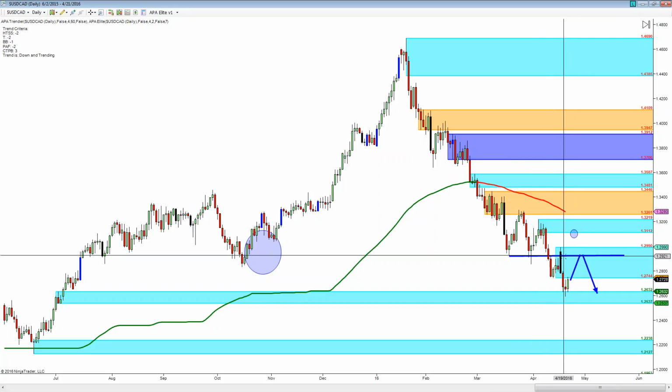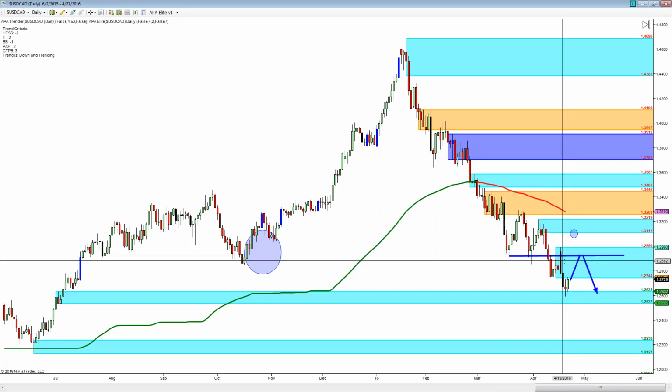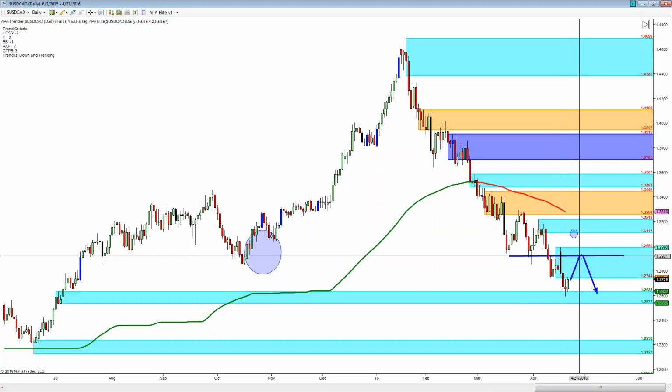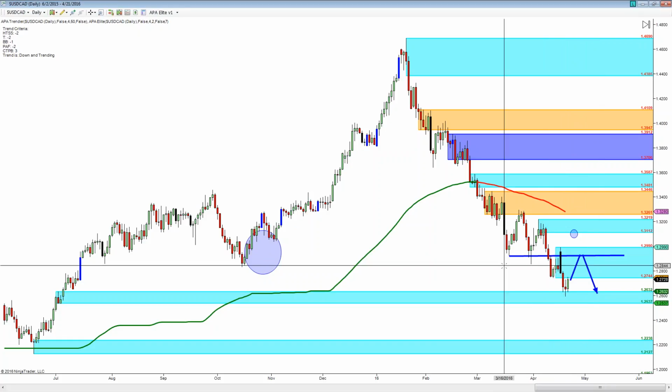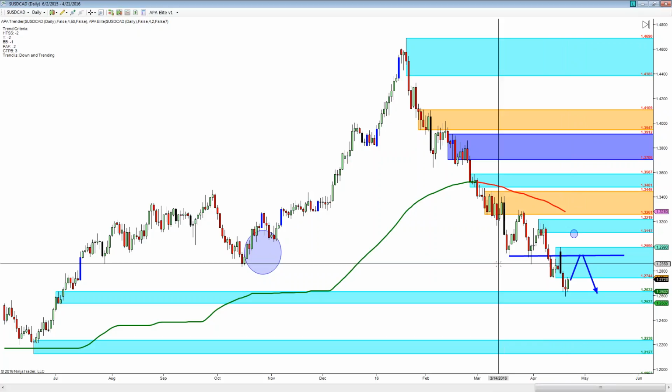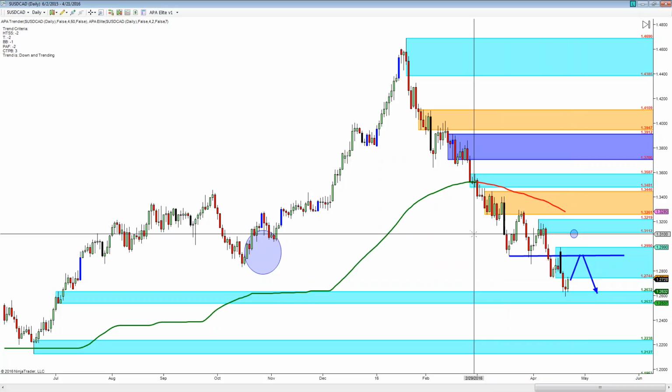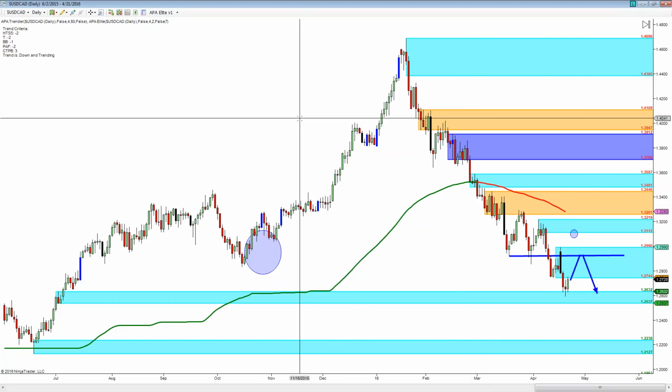Now we made a fresh supply zone, fresh resistance level here, and we might see this checkmark trade pan out in our favor again. So just waiting for our opportunity to get short. Nothing crazy. Just waiting for our opportunity to get short in the dollar CAD. Let it rip to the downside. That's basically all we're waiting for.